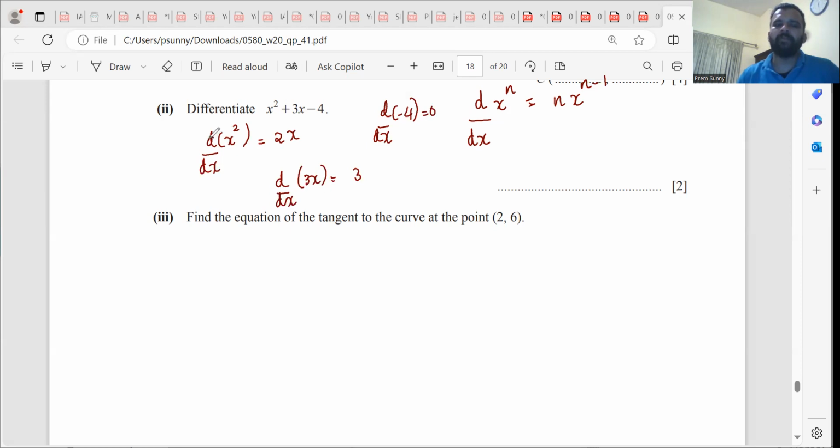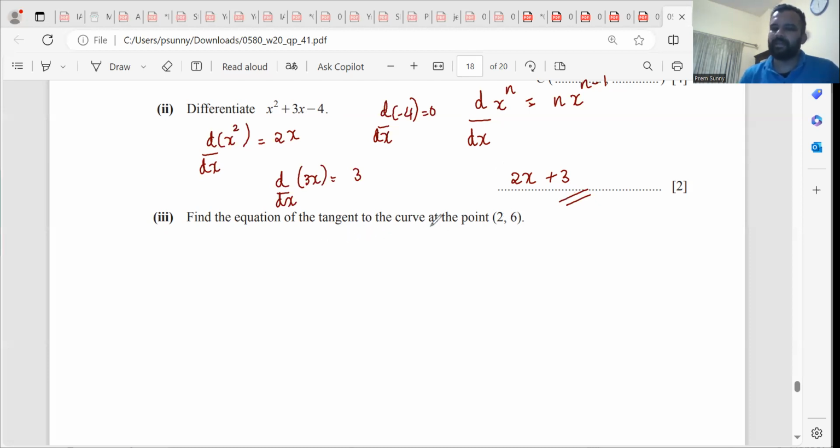So when you find the derivative of x square plus 3x minus 4, derivative of x square is 2x, derivative of 3x is 3. So 2x plus 3. Derivative of a constant term is 0. That's why we'll be getting the derivative of x square plus 3x minus 4 as 2x plus 3.